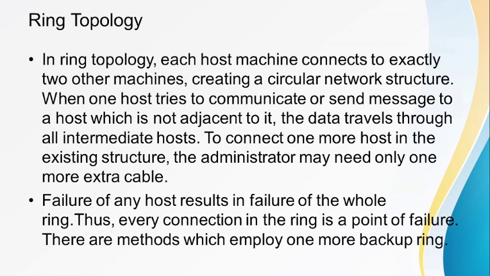In a ring topology, each host connects to exactly 2 other machines or computers. So each computer or each device connects to 2 other devices, thereby creating a circular network structure. Now, failure of any host or any computer in this type of network results in the failure of the whole ring, the whole network. This is because every connection in the ring is a point of failure.